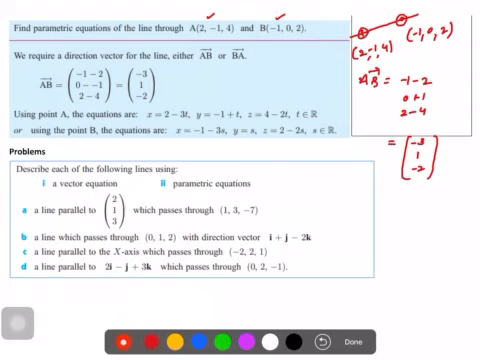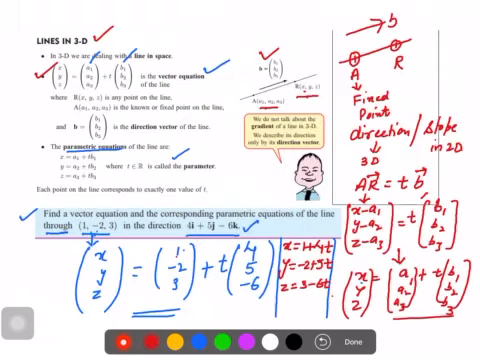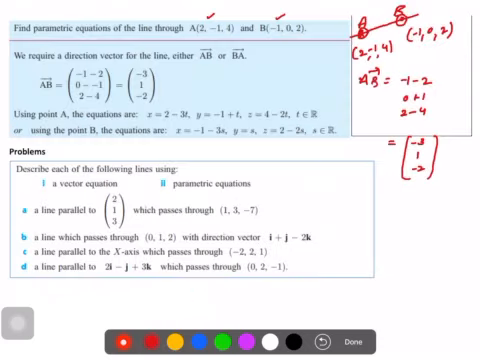Now we need the equation, not only the direction. My line is passing through A or B, any point, because of course my line is passing through both A and B. If you remember the previous equation, we had here a1, a2, a3 and b1, b2, b3. This is the parallel vector and this is the particular point. So that's what we are going to use here. Vector AB we already got.